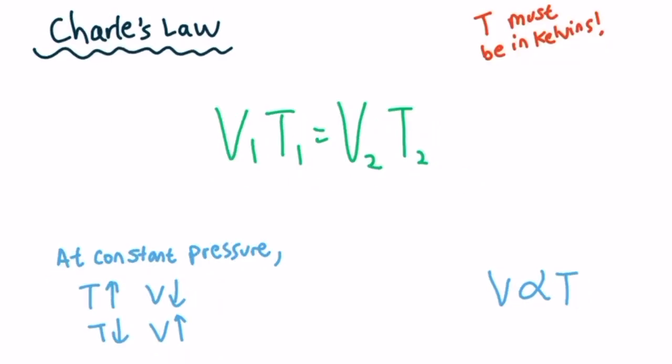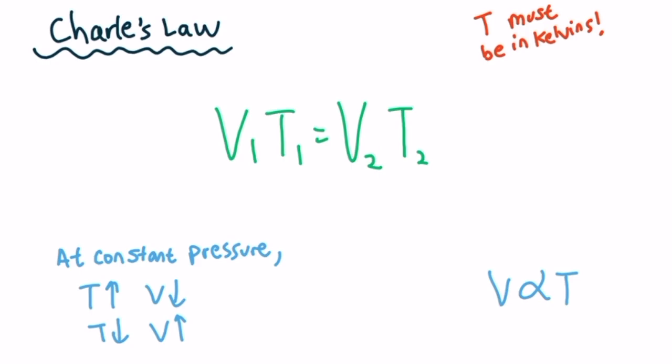So next we have Charles's Law, which says V1T2 is equal to V2T1. So in this case, V is proportional to T at constant pressure. When temperature increases, volume increases, and as temperature decreases, volume decreases. And remember, T must be in kelvins, right? So why do we observe this trend?